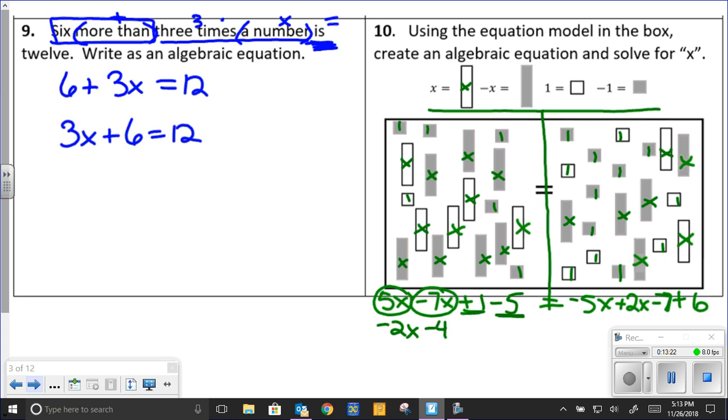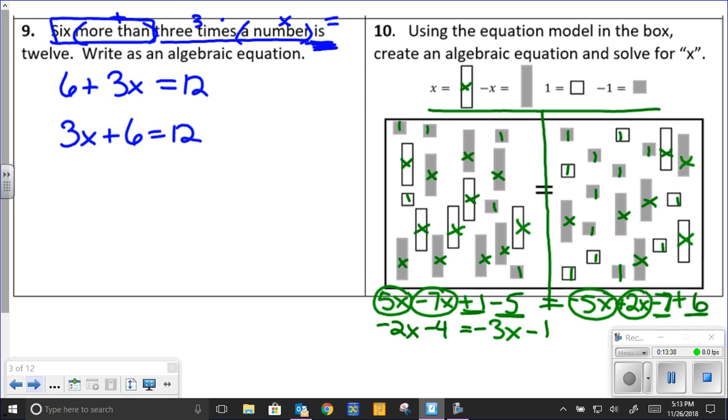I'm going to bring my equal sign over here. I'm sorry, I'm not keeping it lined up. I'm running into my little thing here. So we have a negative 5x plus 2x, that gives me negative 3x. Then I have a negative 7 plus 6, that gives me a minus 1.